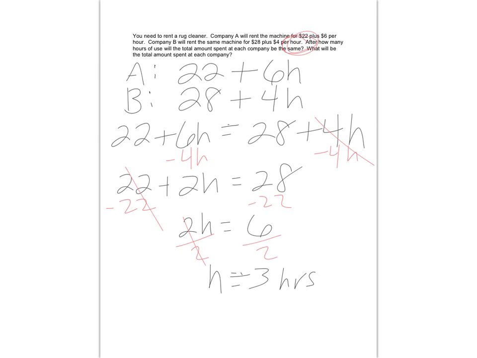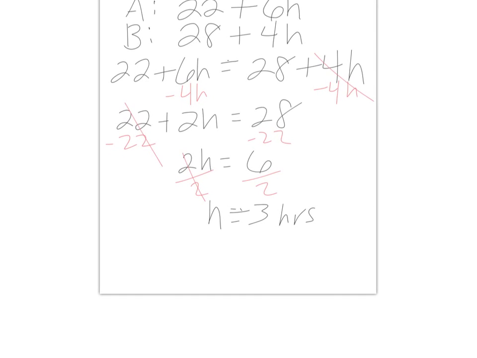After how many hours will the total amount be the same? Then they ask a second question. What will be the total amount spent at each company? So if I know I have used the machine for 3 hours and they're both the same, I can plug the 3 back in for H in either A or B. It doesn't matter, because at 3 hours they both cost the same. So let's just plug it back into company A.